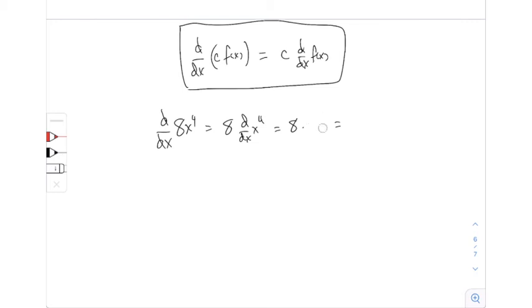4x cubed. And I guess the 8 times 4 will be 32. So that's the answer, all right? You can factor a constant through the derivative operator.